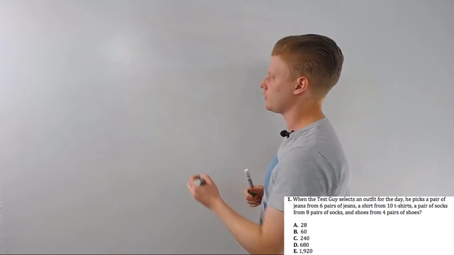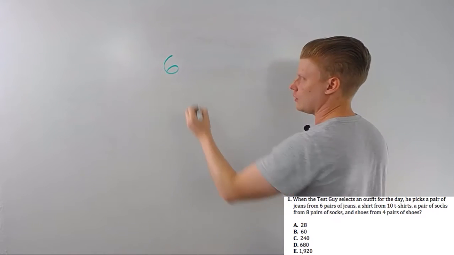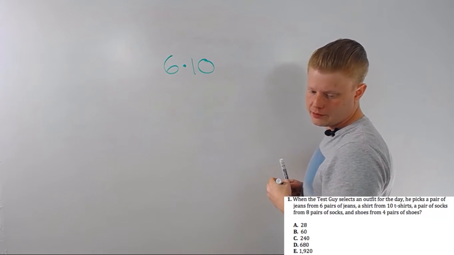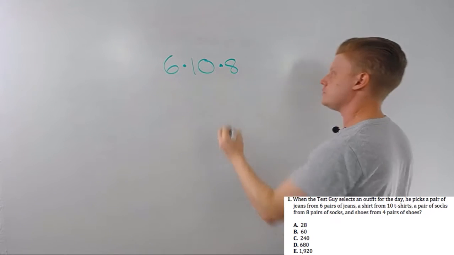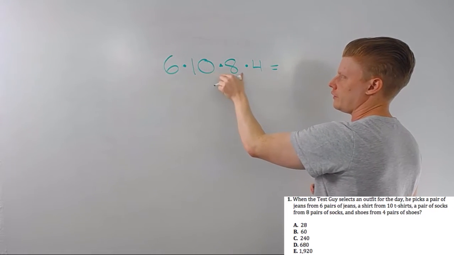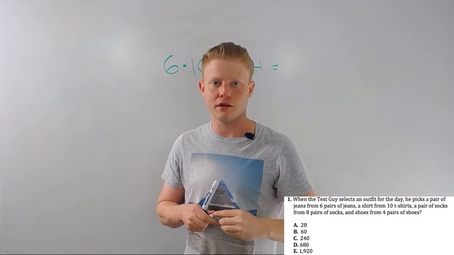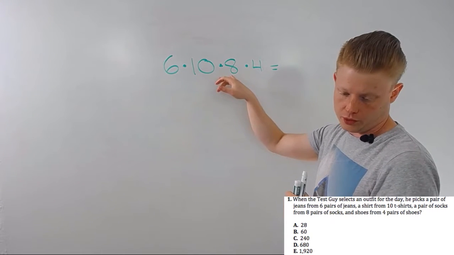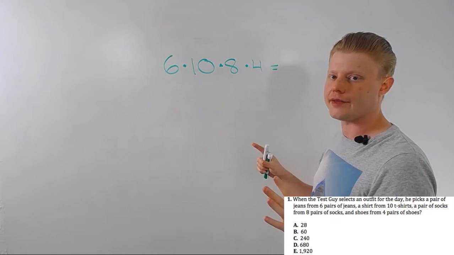Picks a pair of jeans from 6 pairs of jeans. Picks a shirt from 10 shirts. Pair of socks from 8 pairs of socks. And a pair of shoes from 4 pairs of shoes. And these are the different possibilities. Now you could actually draw a huge tree that represents that. But really, I can only wear 1 pair of jeans, I can only wear 1 shirt, I can only wear 1 pair of socks, and I can only wear 1 pair of shoes at a time. So those are the unique sort of sets.